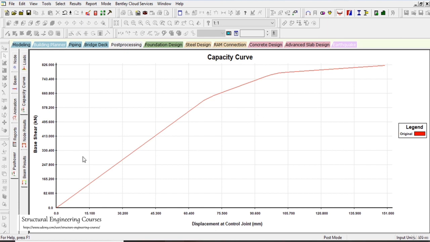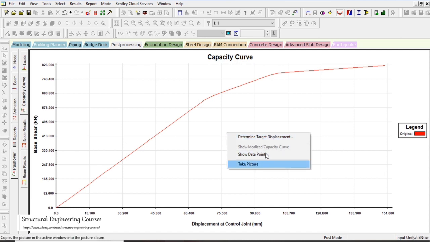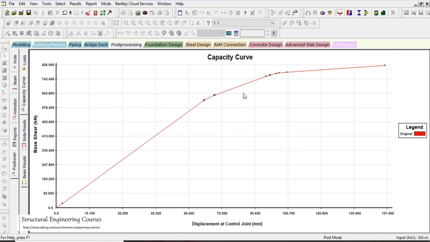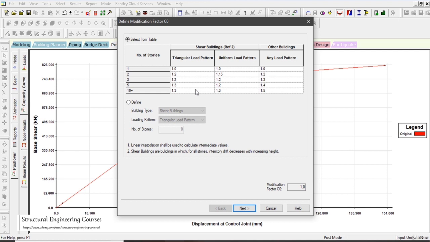So here this is the capacity curve. Here we can see that the value is 826 kilonewton and the displacement control joint is 151 mm. When we left click here, it gives us three options. That is, we can show the data points here, and after that we can left click on determine target displacement. When we left click here, it will open up a new window.